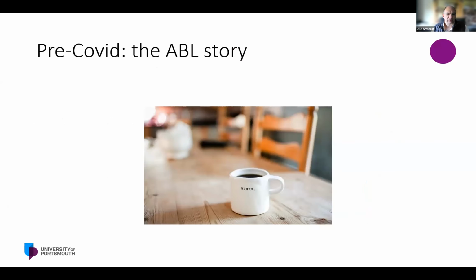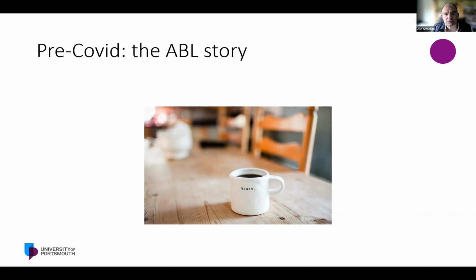Before COVID, I used to work at another university, the University of Northampton in the East Midlands of England. I was Dean of Learning and Teaching there. I worked at that university between 2012 and 2020. And I thought I would very briefly summarize some of the key contributions that we made at that university in the space of ABL, or active blended learning.